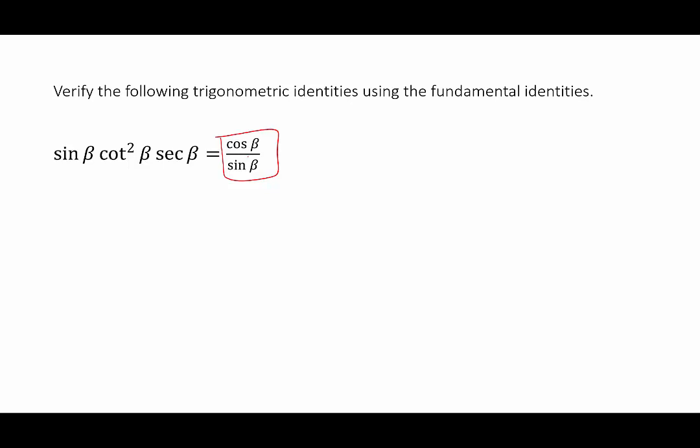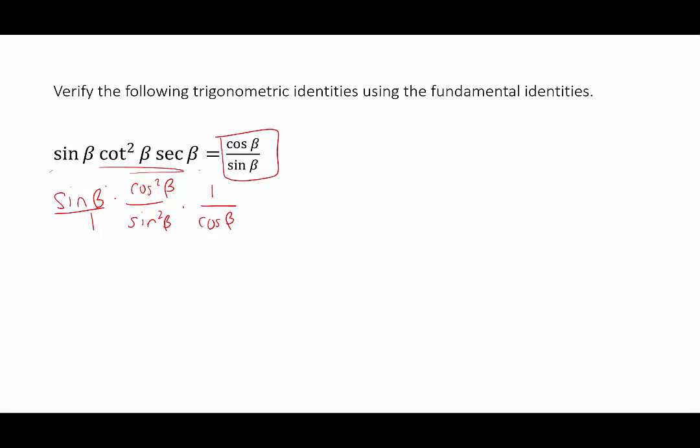Okay, so since the final thing that we're looking for is going to be in sines and cosines, I'm going to rewrite all of these so that they're all sines or cosines. So sine is fine, sine of beta. Cotangent, well, remember cotangent of beta is equivalent to cosine over sine. So cotangent squared would be cosine squared beta over sine squared beta. And then secant, that's 1 over cosine of beta.